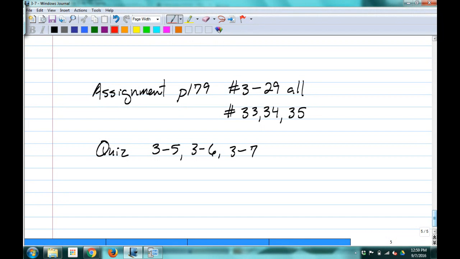All right, this is what I want us to do. Page 179, that's section 3.7. Let's do 3 through 29. Those are the ones like the first examples we did, where you got the 16 is 20% of what number, those kind of questions. And then you get into some other problems there, 33, 34, and 35, some more application type problems. We're going to have a quiz Friday over 3.5, 3.6, and 3.7. Keep in mind it will have questions from the first 4 sections of chapter 3 on it as well.